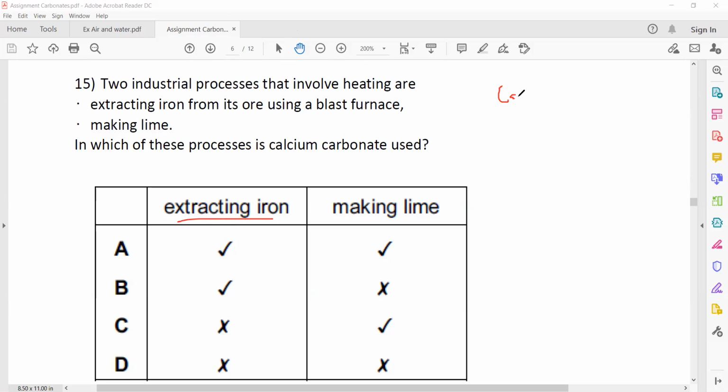Because calcium carbonate, due to heat, decomposes into calcium oxide plus carbon dioxide, and that calcium oxide reacts with the impurity sand, silicon(IV) oxide, and forms slag, or calcium silicate. So it is used in the extraction of iron. And for making lime, lime means calcium oxide. So A is the right answer.